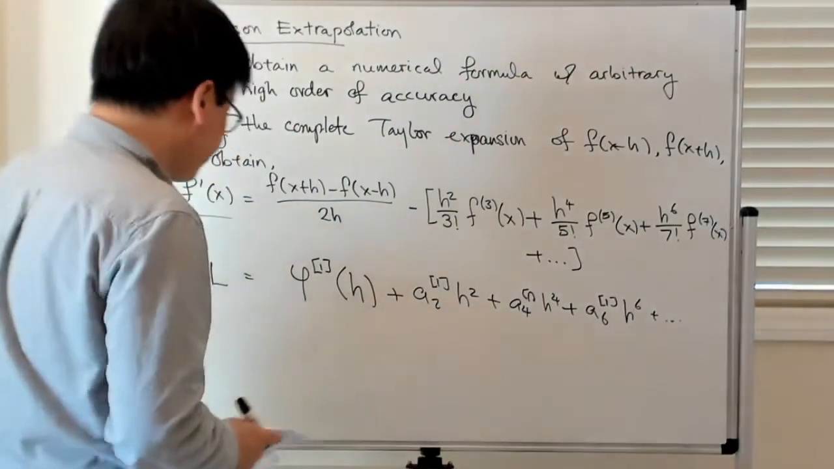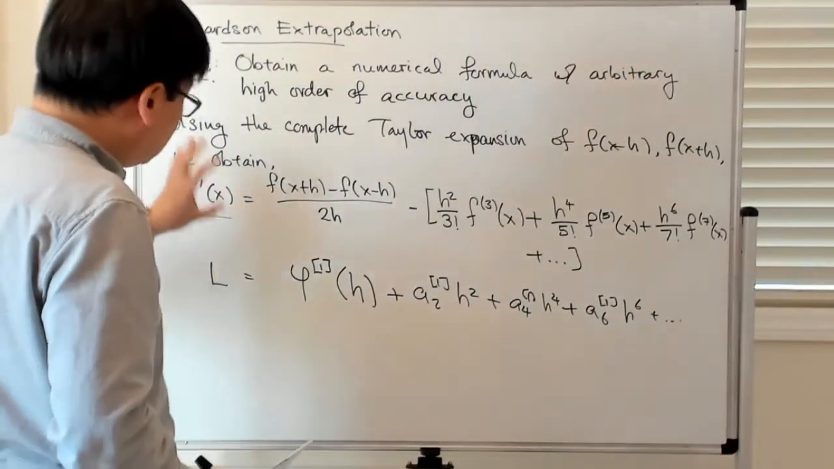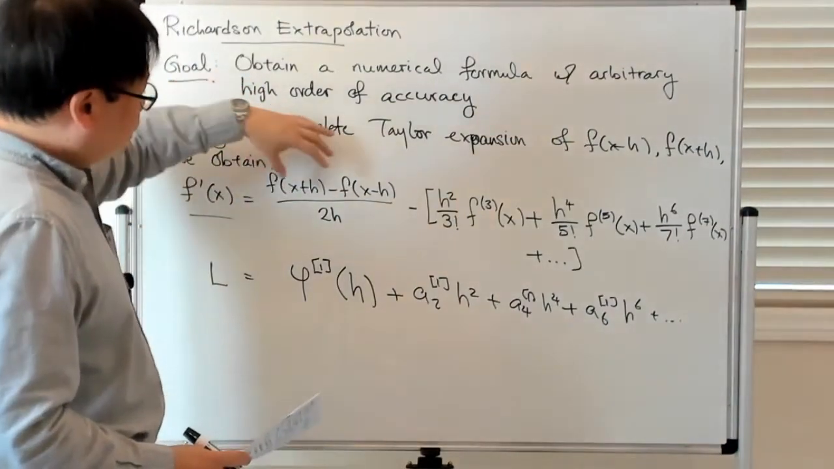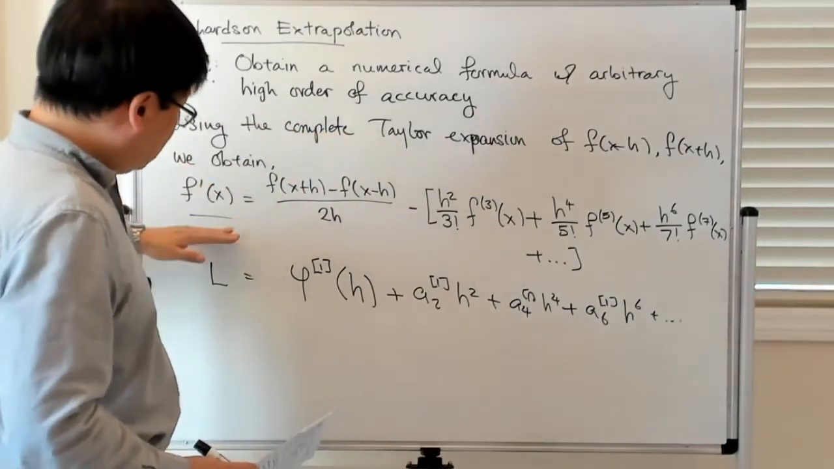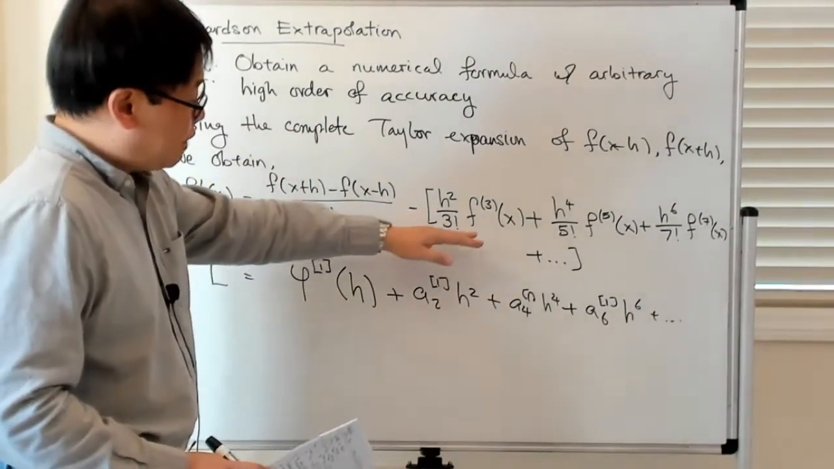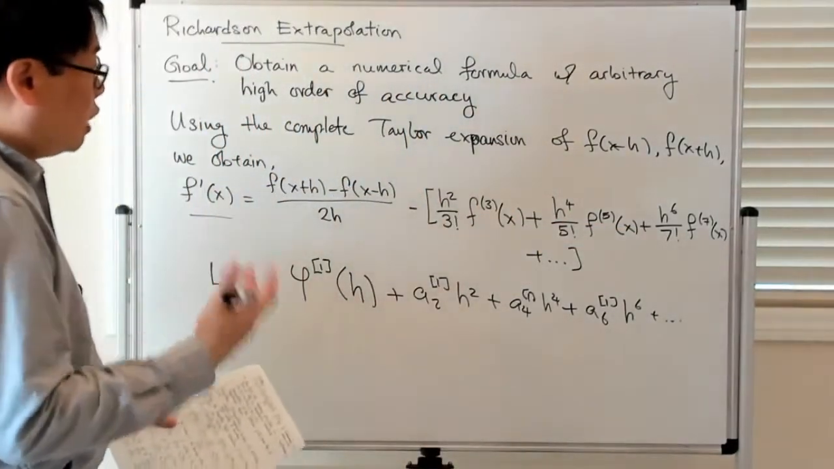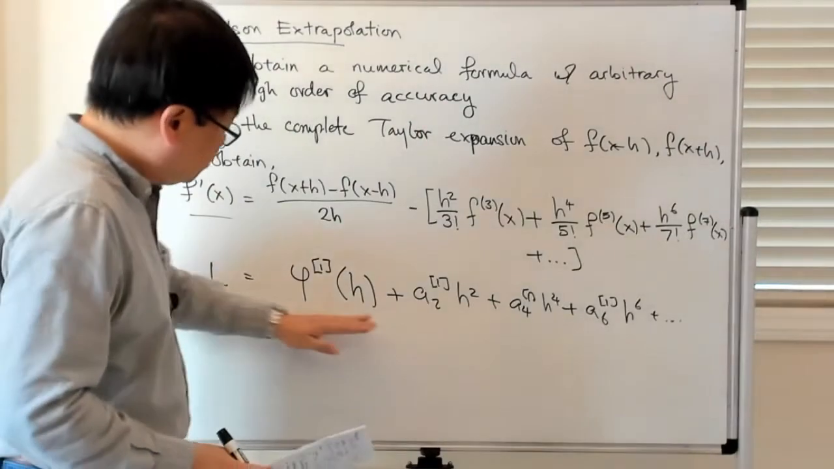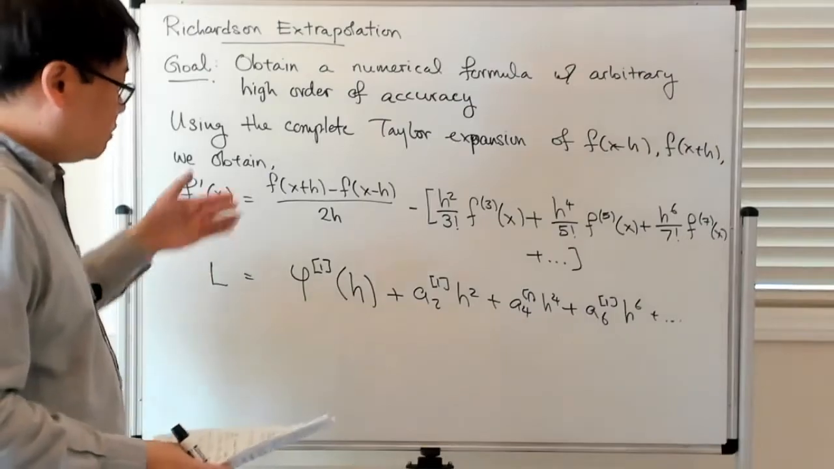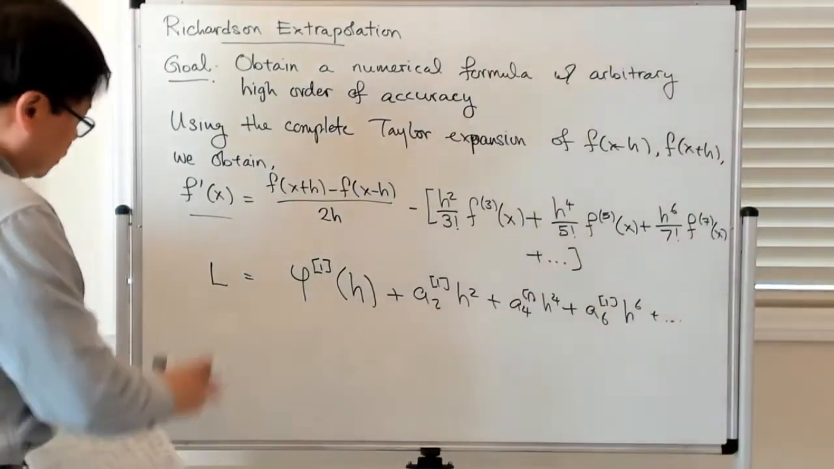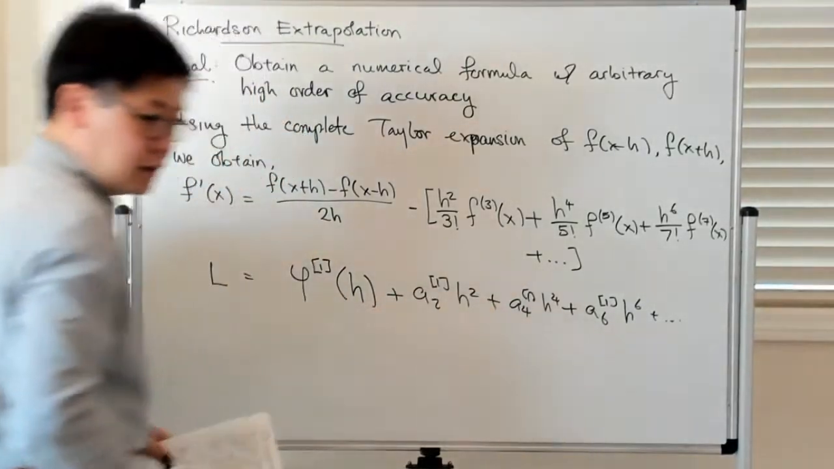Again, the error is dominated as h goes to 0 by this leading order term, which is big O of h squared. For the remainder of this discussion, even though this is motivated by taking the symmetric finite difference approximation of the derivative and constructing something which scales better than O of h squared, maybe O of h to the 4, and so on, we're going to treat this more abstractly, because the basic idea of Richardson extrapolation applies beyond just this specific example.